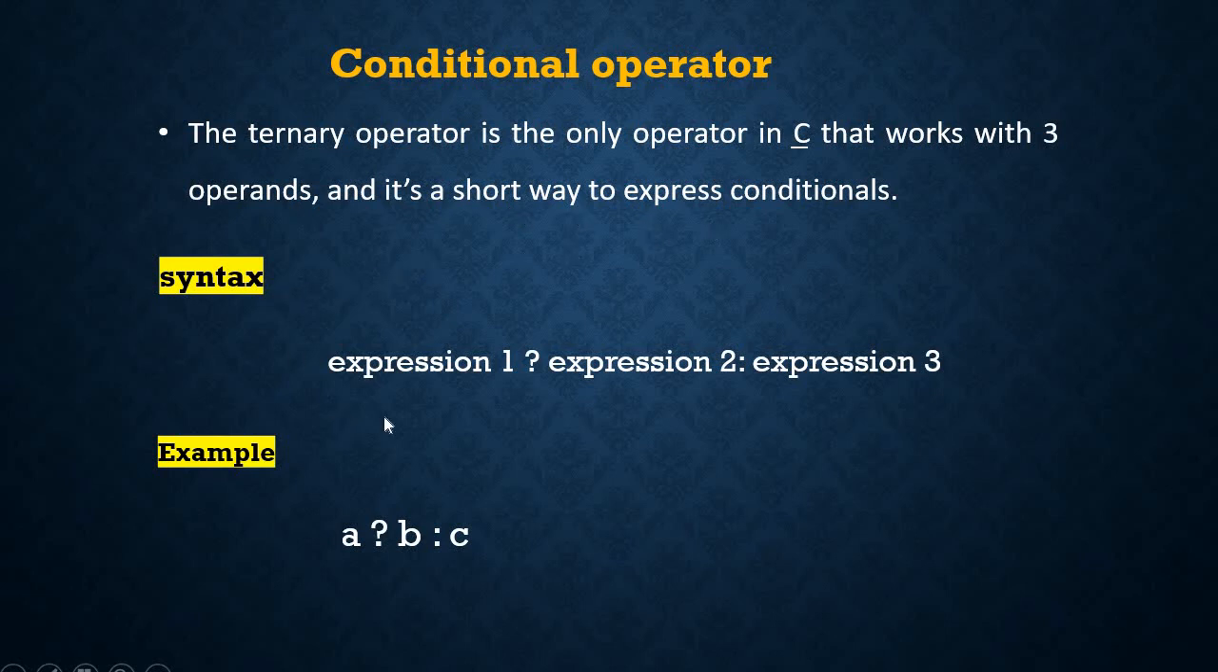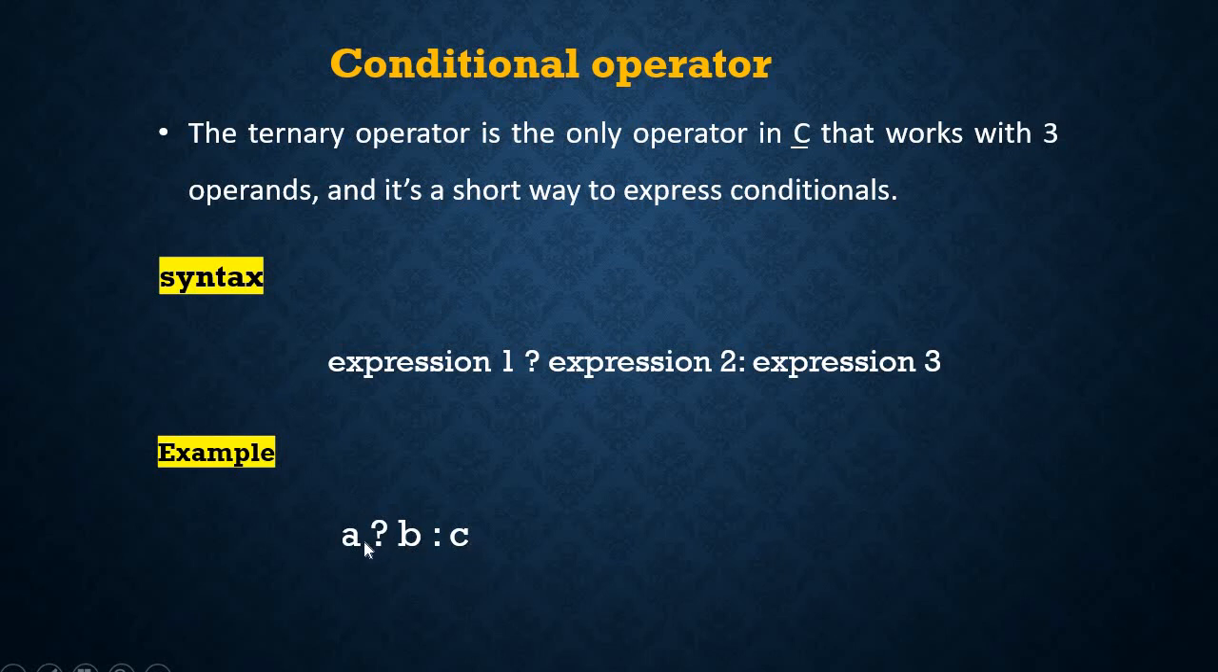So the syntax is: first expression 1, then a question mark will be placed. After that expression 2 with a colon, expression 3. If the value of expression 1 is true, then expression 2 will get executed. If the value of expression 1 is false, then expression 3 will get executed. That is, this will be a true block and this will be a false block in this case.